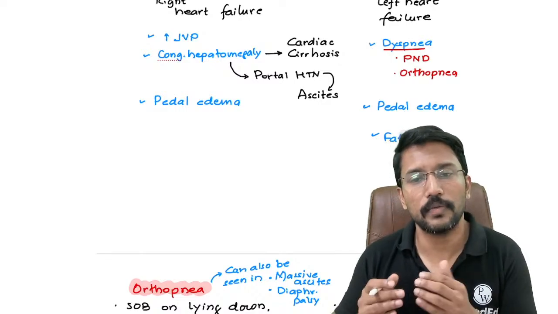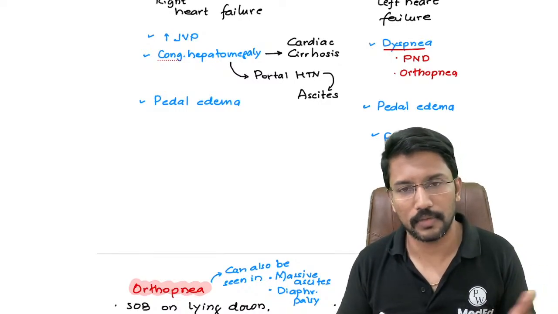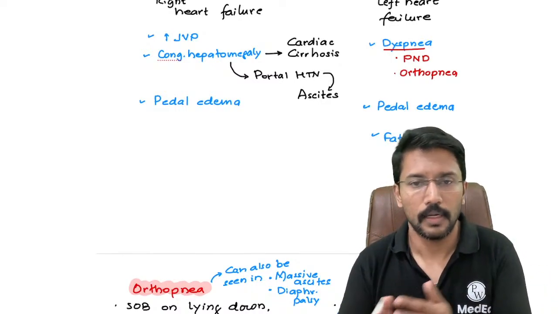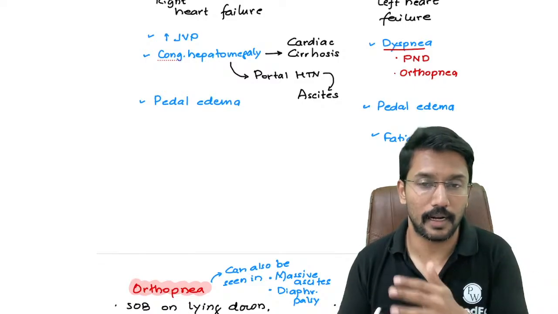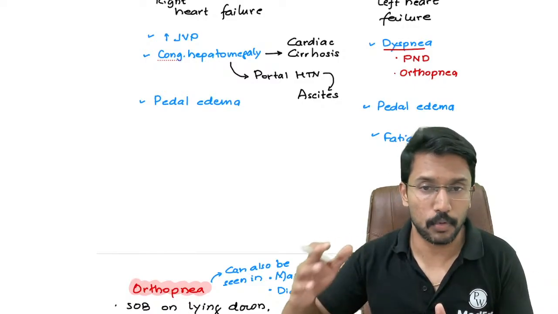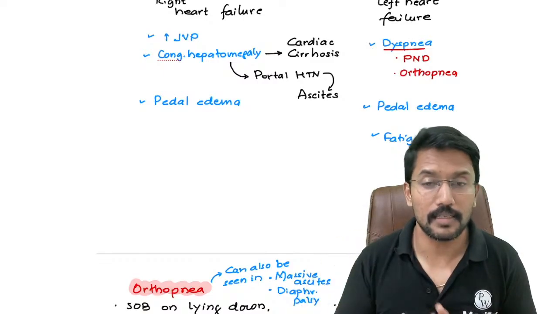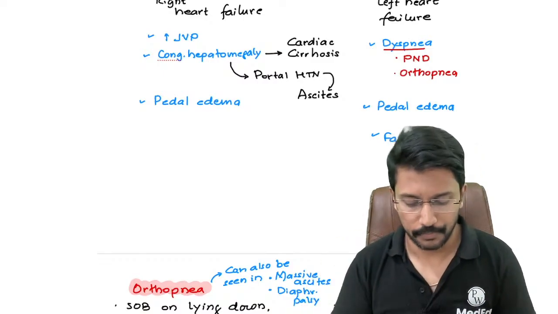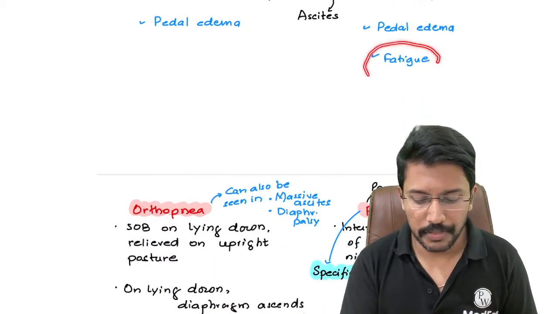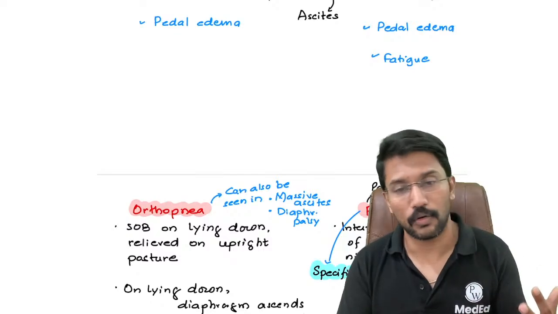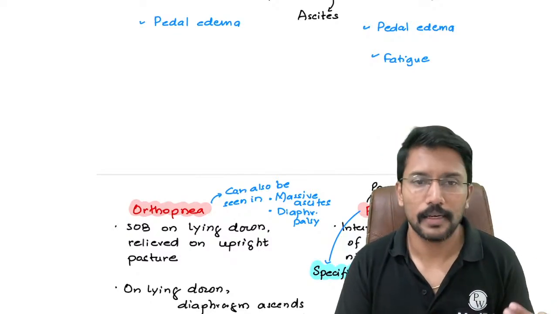Apart from that, left heart failure can also lead to pedal edema. Here it is not because of a rise in the pressures on the right side of the heart, but it is indeed because of activation of the renin-angiotensin-aldosterone axis leading to excess production of aldosterone. Aldosterone causes increased reabsorption of salt and water, leading to pedal edema, right? And then in patients with left heart failure, there is reduced cardiac output, so that leads to the experience of fatigue.